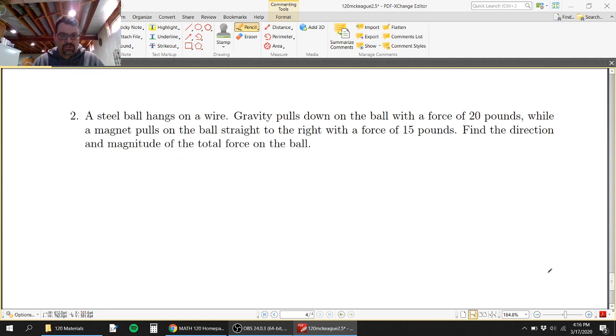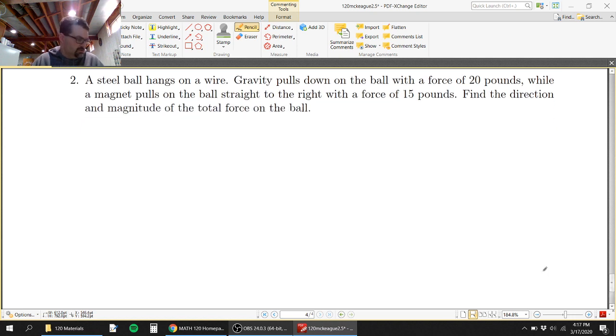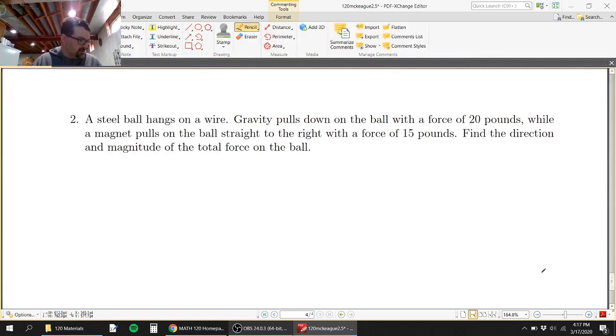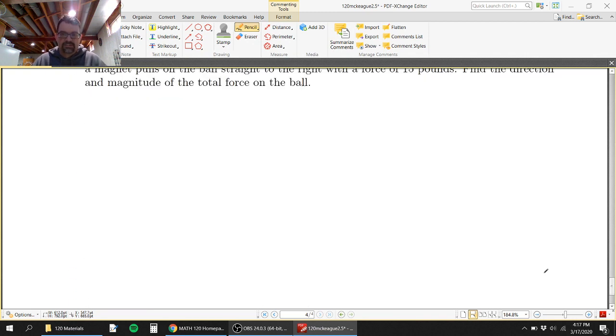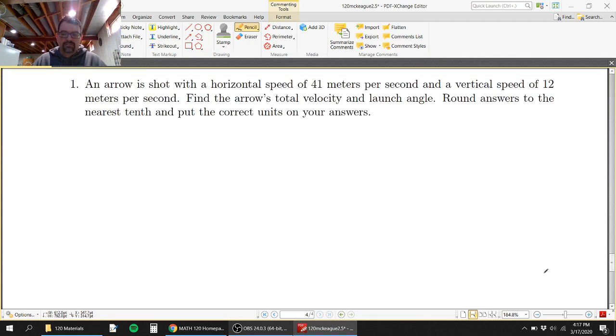My hint for number 2, which is different than what I had before. Okay, never mind. No hint for number 2. This is forces and things pulling in certain directions. All right, pause that video, give these a try, see how they go. But I'm basically going to start going over them right now. So pause if you're going to pause.